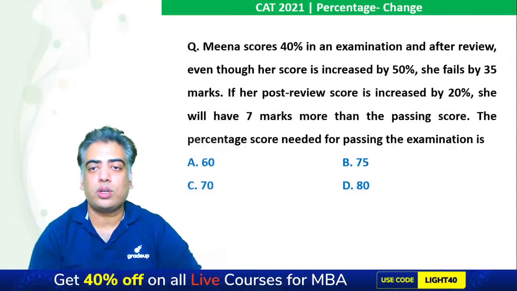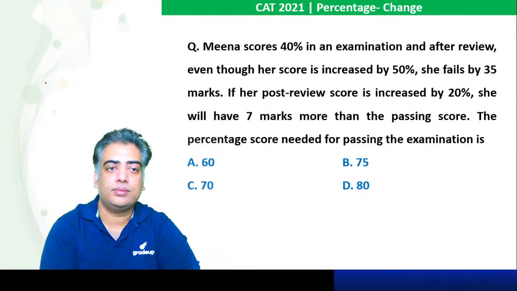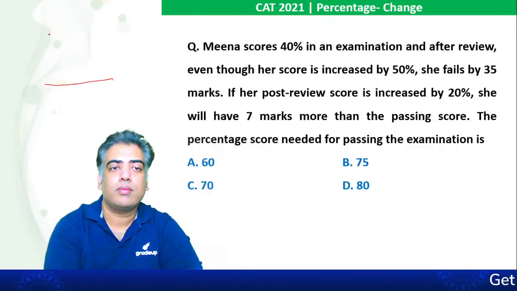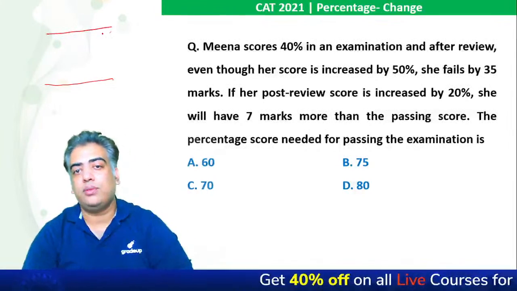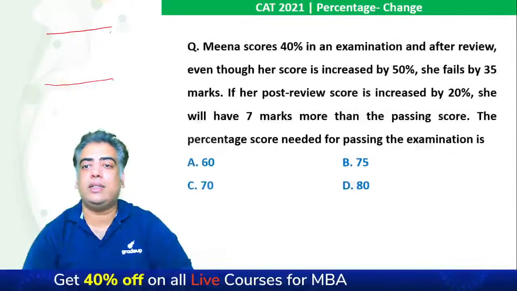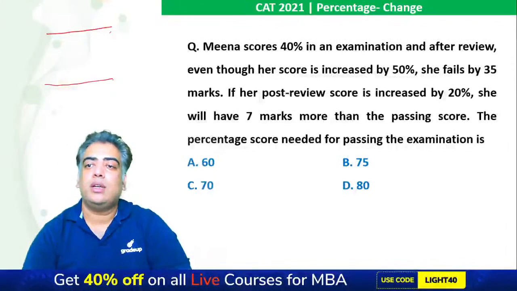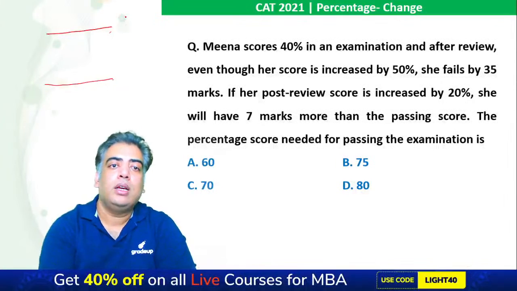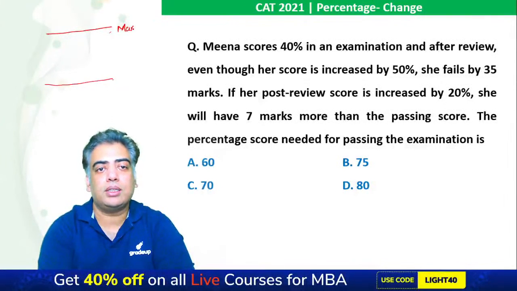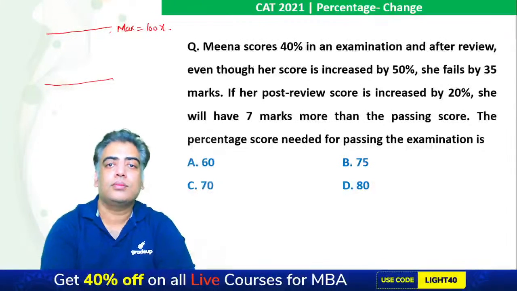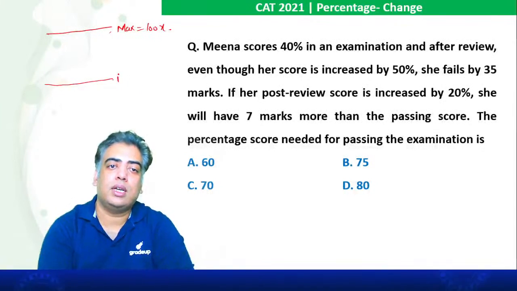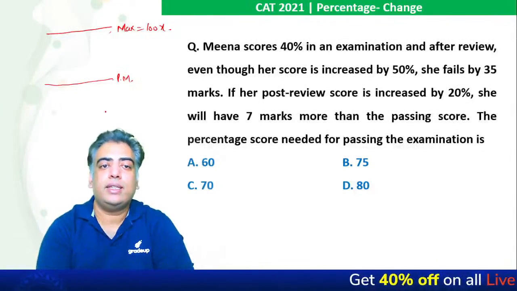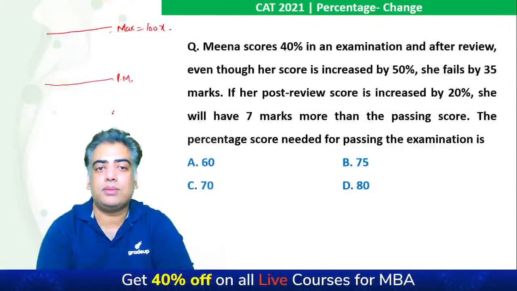Meena scores 40% in an examination, and after review, even though her score is increased by 50%, she fails by 35 marks. So we need to assume some value. Let's assume that the maximum marks are 100x, right? So this is the level of passing marks. He says Meena scores 40%, which is 40x.